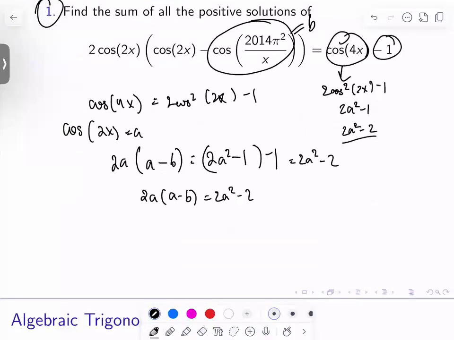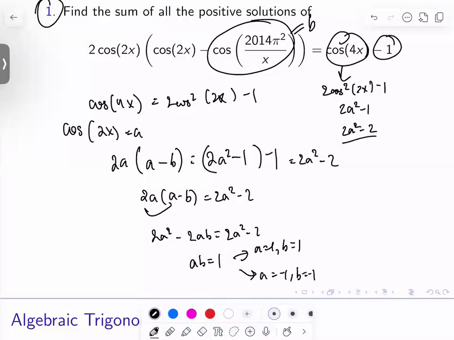And so we see that we get a 2a squared here. Essentially, when we expand the left-hand side, we get 2a squared minus 2ab is equal to 2a squared minus 2. And so ab has to be equal to 1. And that means we basically have two cases. Either a is equal to 1 and b is equal to 1, or a is equal to -1 and b is equal to -1.